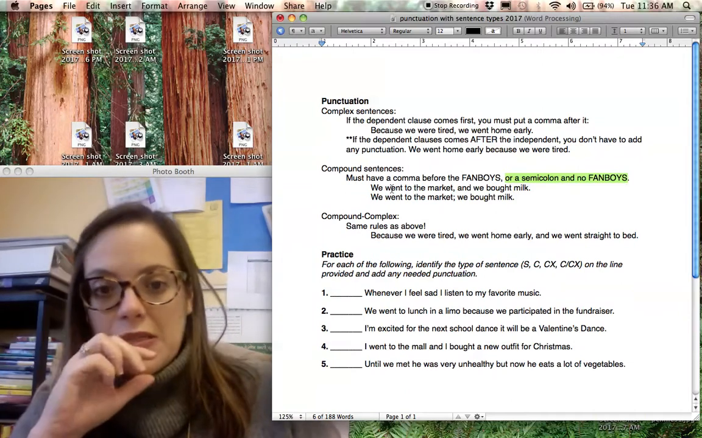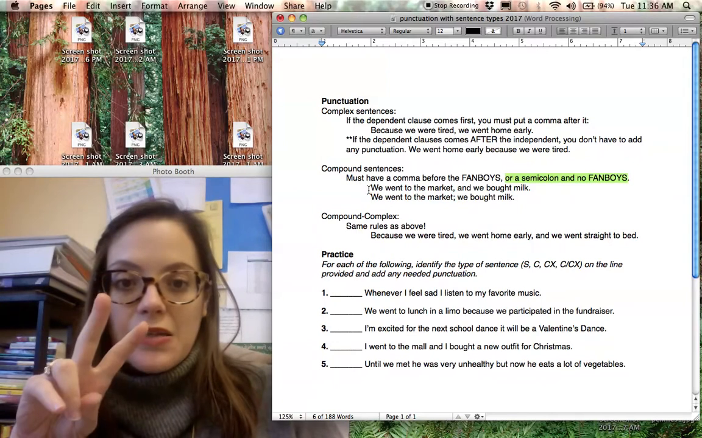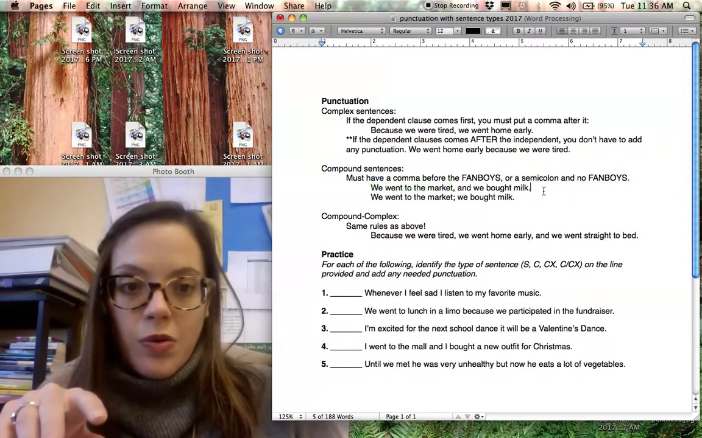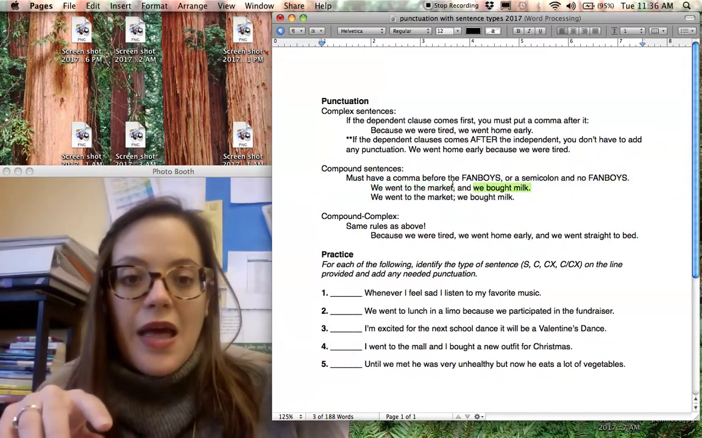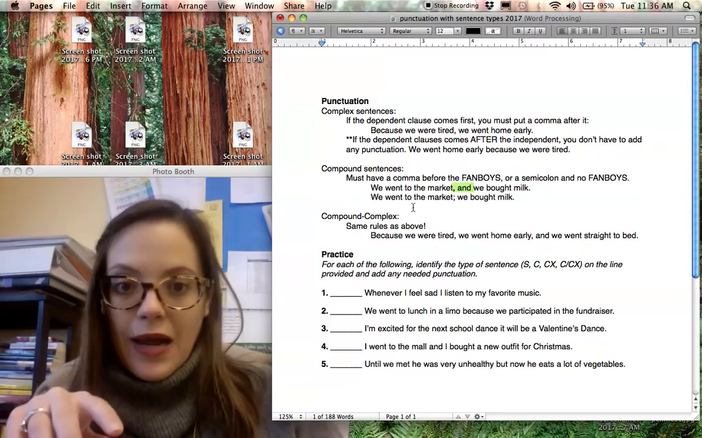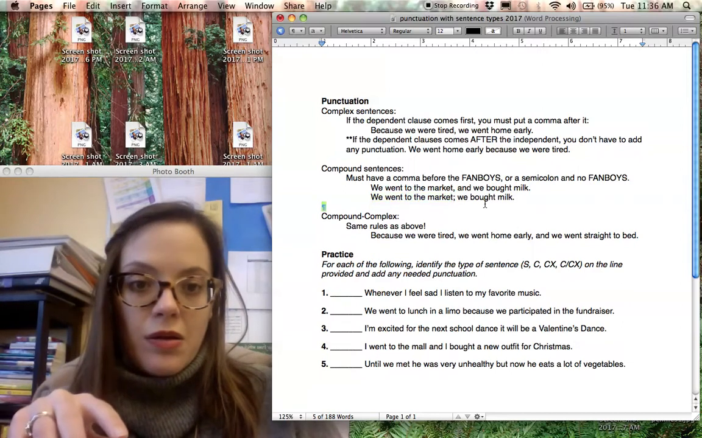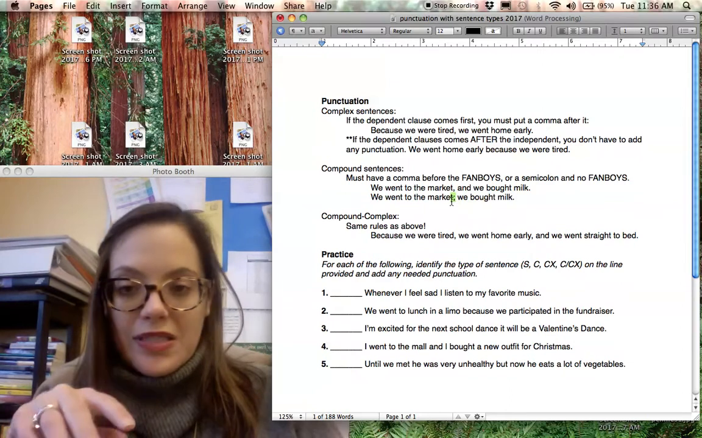So our two options. We went to the market and we bought milk. I have two independent clauses. We went to the market, we bought milk, and I joined them together with a comma and a FANBOYS, comma and. Now in my other option, again, two independent clauses: we went to the market; we bought milk. And I joined them with a semicolon.